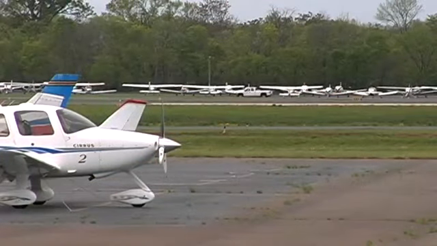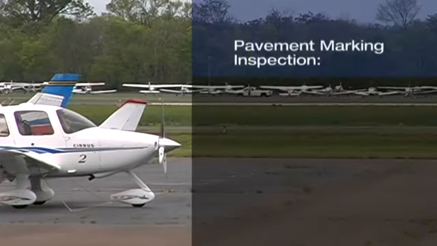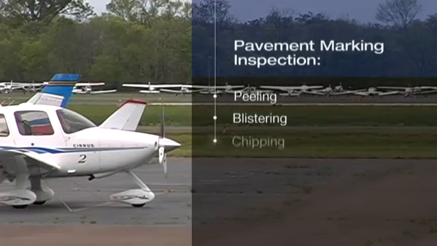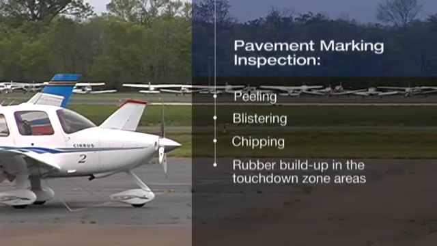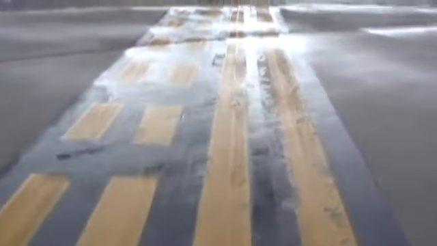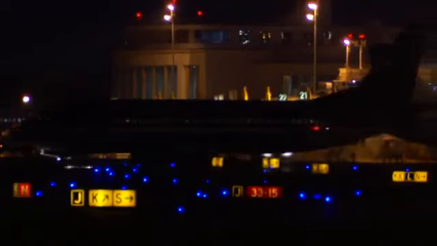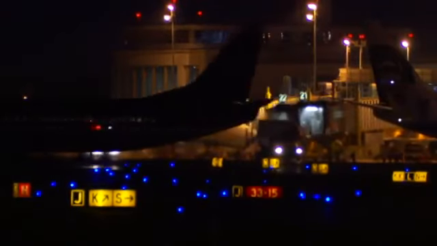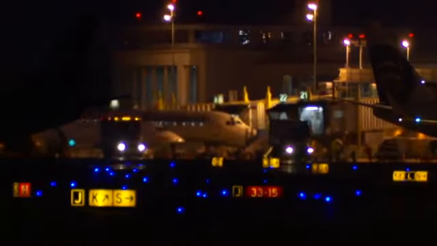Consequently, a comprehensive inspection should be performed periodically to check for peeling, blistering, chipping, and especially for rubber buildup in the touchdown zone areas. And since markings are least visible at night or when the pavement is wet, it's a good idea to occasionally perform special inspections after dark or immediately after a rain. In addition, airport signs should be checked to make sure the proper sign is in the right place, that they can be read easily, and if lighted, that all lights are working.